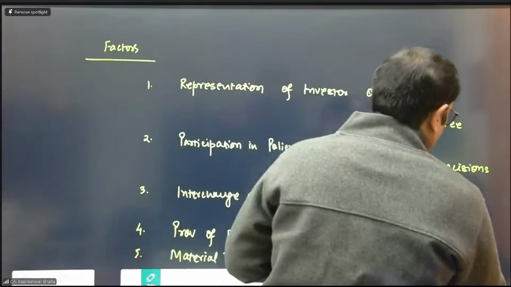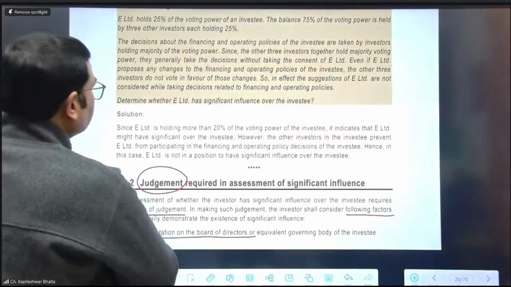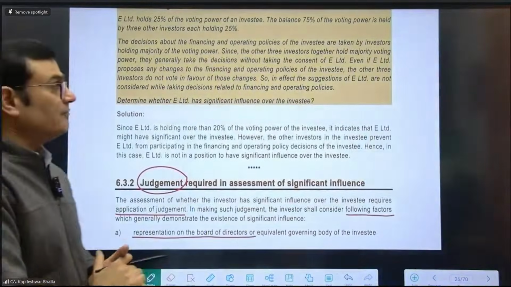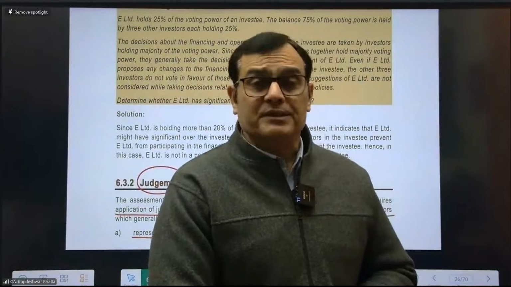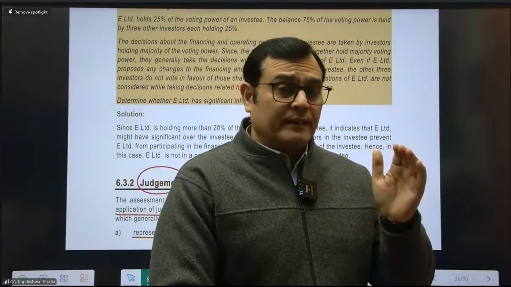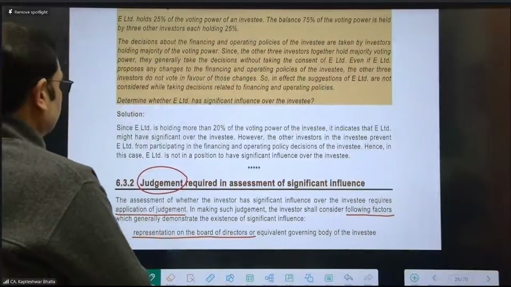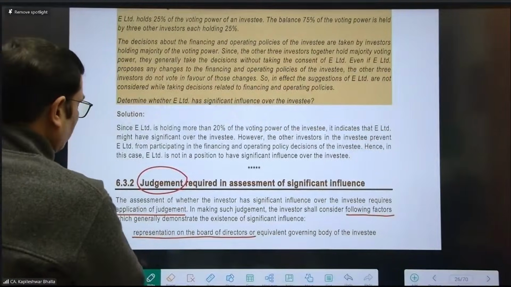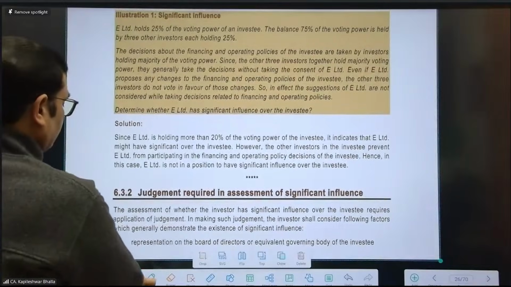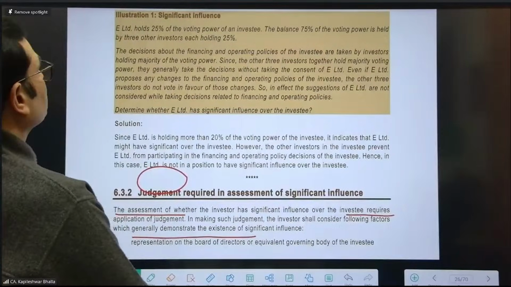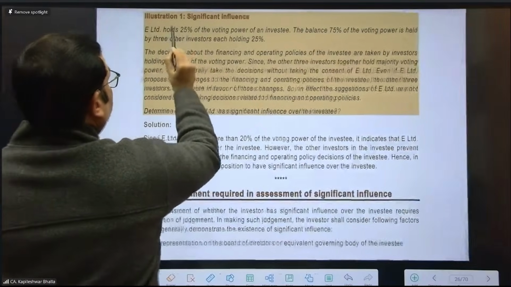Now, I think we can start with the examples which are given in the study material. One example each is given on all these parameters. We'll start with illustration 1 and then we'll go to the other examples as well. It says in illustration number 1, E holds 25%.